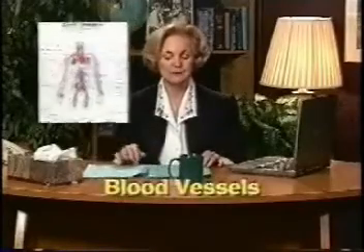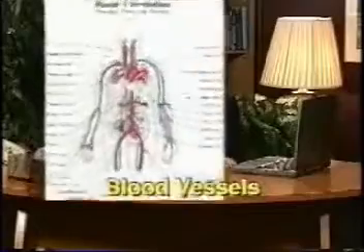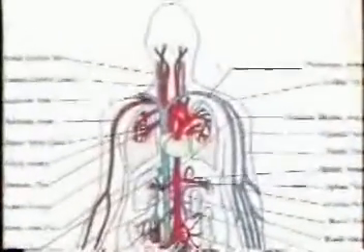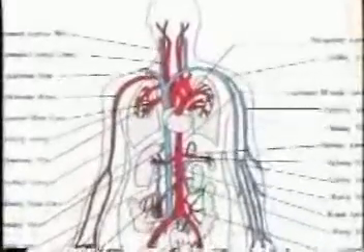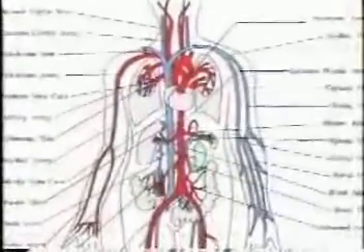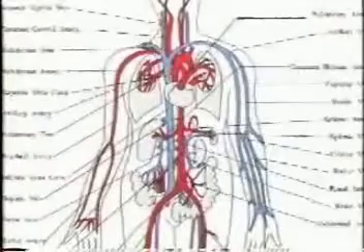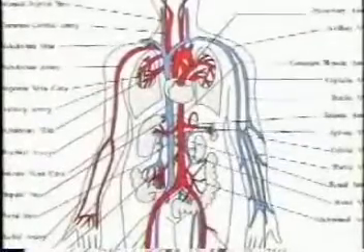Blood carries oxygen and nutrients to the cells of the body and carries away from those cells carbon dioxide and other waste products. The blood is distributed through the body by way of blood vessels. Blood vessels that carry oxygenated blood away from the heart are called arteries. Oxygenated blood is blood that has oxygen added to it.